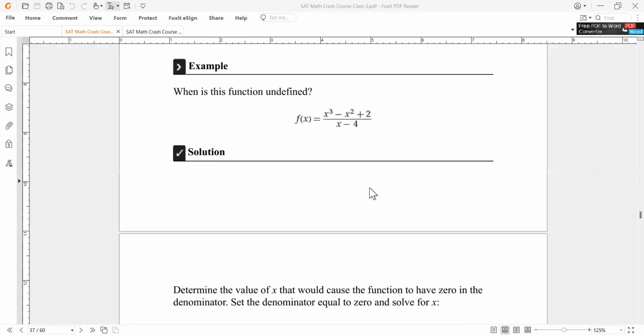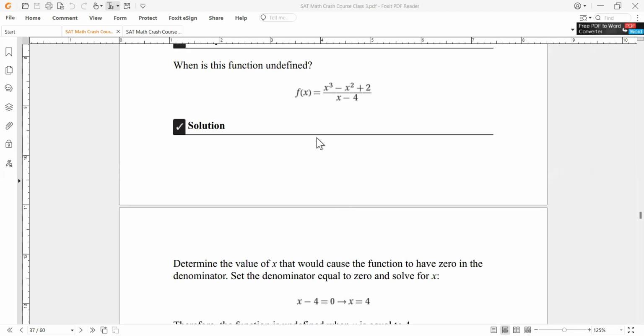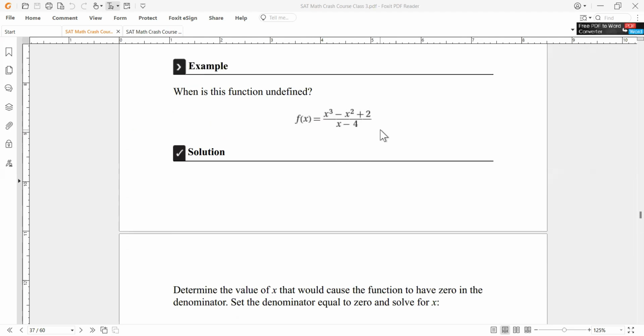So what does that mean? That means you just need to equate, or assume, that it will become undefined when x minus 4 equals 0. And solving this, we get x equals 4. So when x equals 4, this function is undefined. And most importantly, we have different types of functions that we have already talked about.